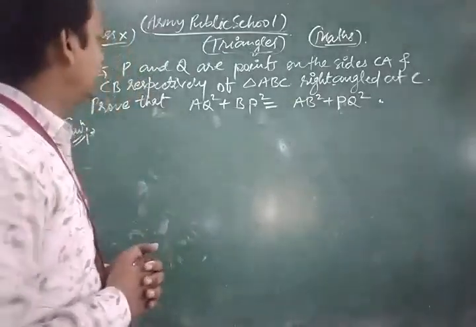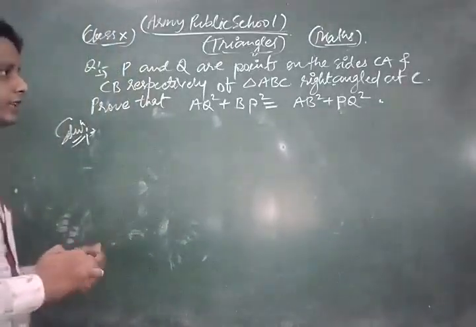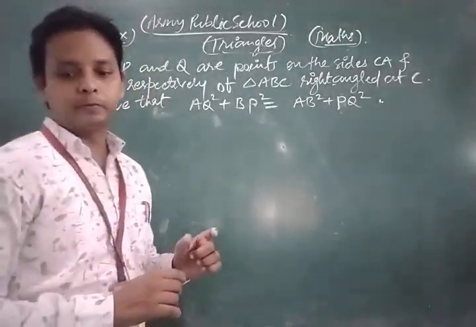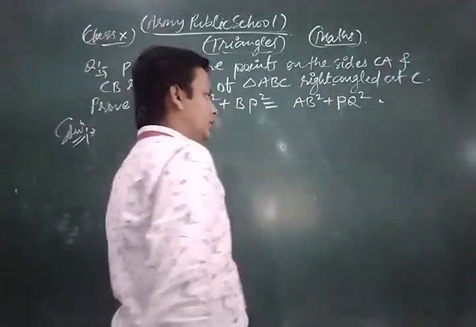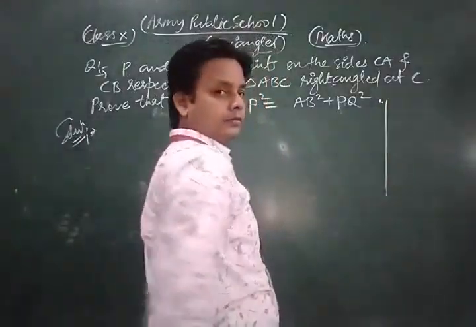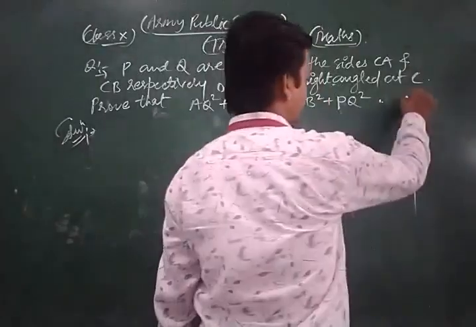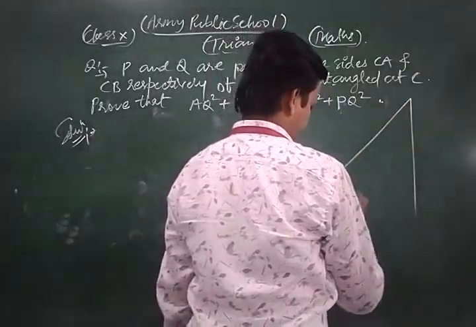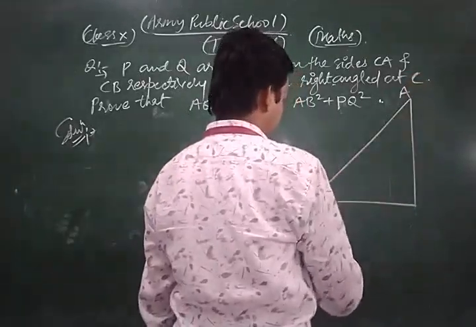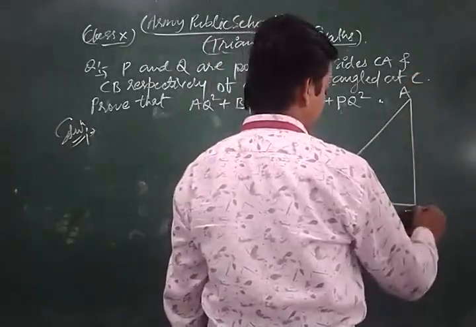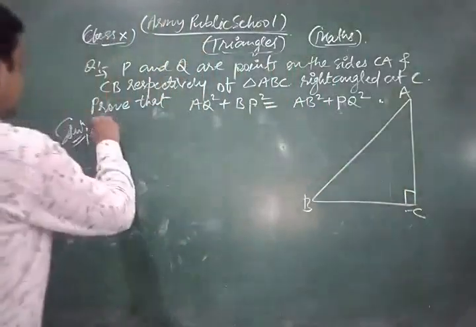Here P and Q are points on the sides CA and CB respectively of triangle ABC, right angled at C. So first of all, we draw a right angle triangle ABC, right angled at C.